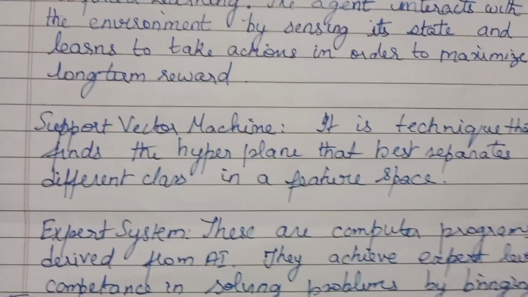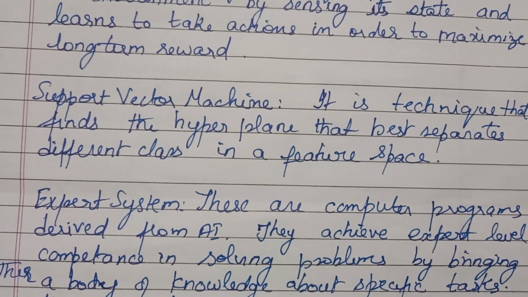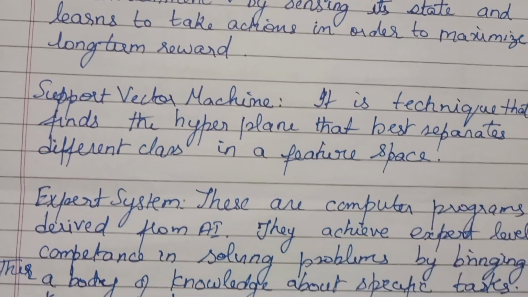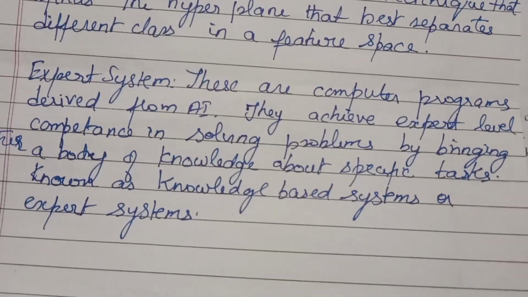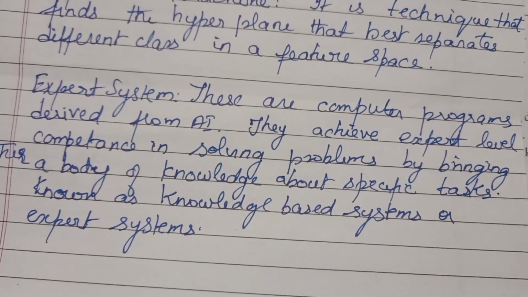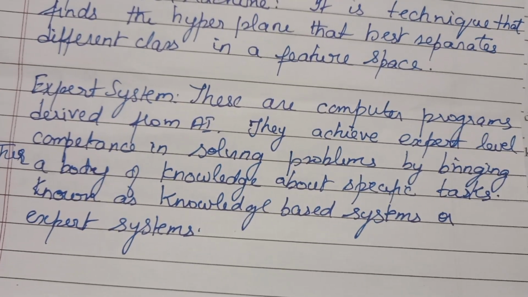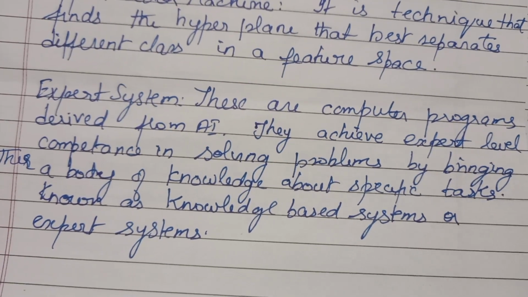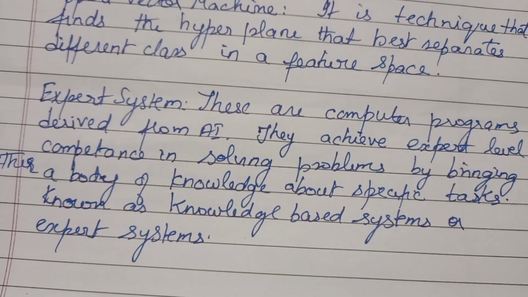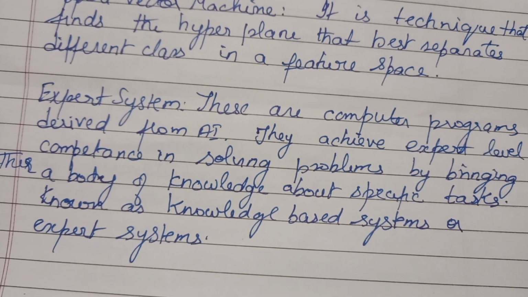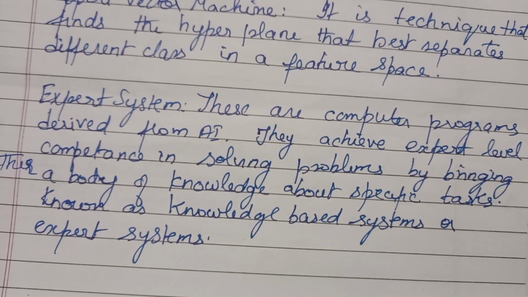Next, support vector machine. It is a technique that finds the hyperplane that best separates different classes in a feature space. Next, expert system. These are computer programs derived from AI. They achieve expert level competence in solving problems by bringing together a body of knowledge, that is, it contains knowledge about a specific task, about a specific subject. You have a lot of knowledge, that is the expert system. It's also known as knowledge based systems or expert systems.